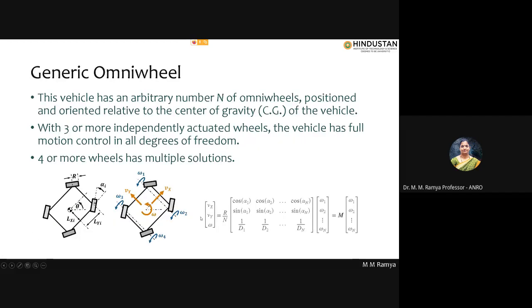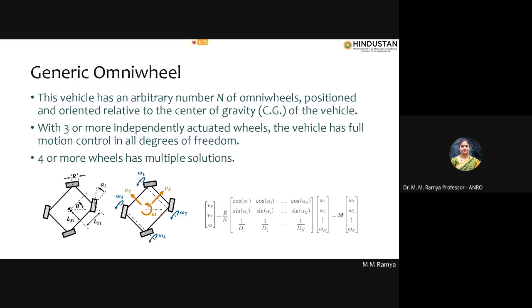Now, the next kind of robot is a generic omni-wheel robot. What do I mean by a generic omni-wheel robot? Here in this example, we have four wheels. Now, this generic omni-wheel need not essentially have only four wheels. You can even have five wheels, 10 wheels, depending upon how you design the robot.